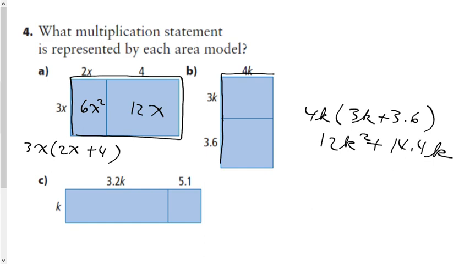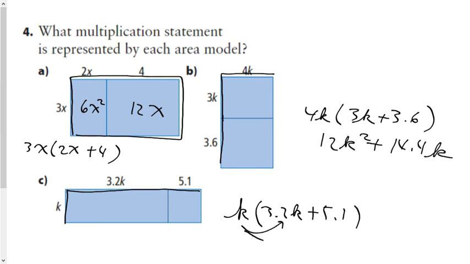And finally, the last one would be k multiplied by 3.2k plus 5.1. When we multiply it using the distributive property, if we did answer it, it would be 3.2k squared plus 5.1k, if you needed a solution.